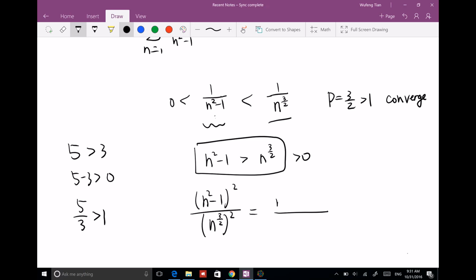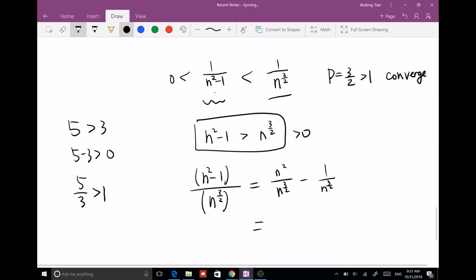So what I have, this one gives you n to the power 4, minus 2n squared, plus 1, over n cubed. I don't have to square this, but squaring might be easier. If you don't square it, what do you have? You can have n squared over n to the 3 halves, minus 1 over n to the 3 halves, right? And then, what do you get? n over n to the 3 halves is what? It's n to the power 1 half, the square root of n. This one is 1 over n times the square root of n.